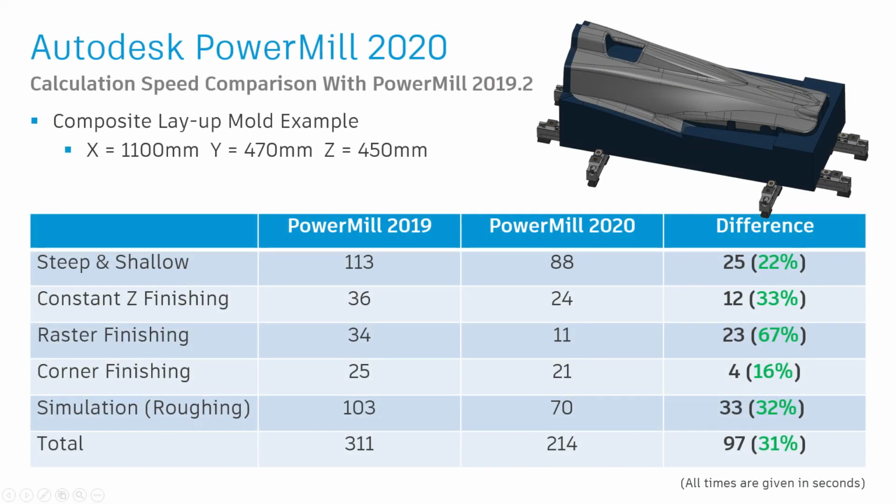Looking at the results in this particular test, the overall time saving using PowerMill 2020 with both calculation and simulation resulted in a reduction in time of over 30%. Of course, the differences will vary between projects depending on toolpath type, project complexity, and so on, but you should expect to see speed improvements in many areas of PowerMill 2020.